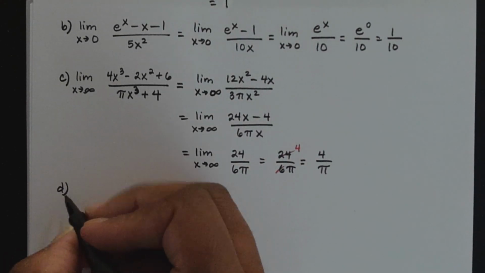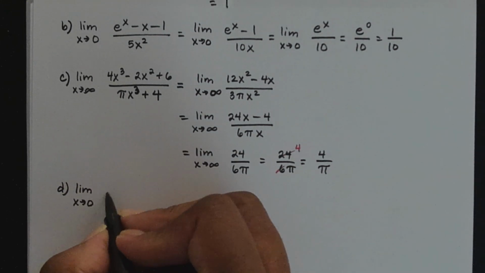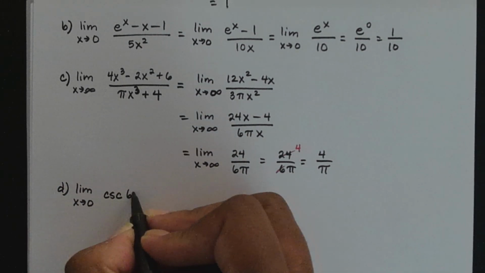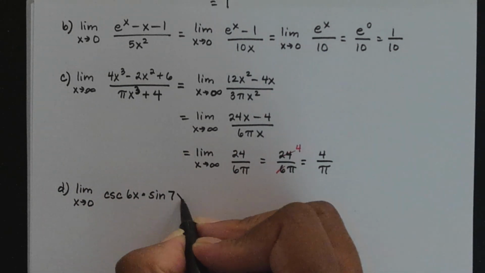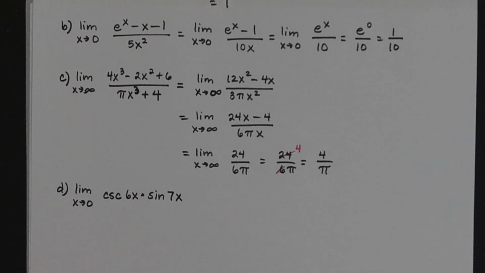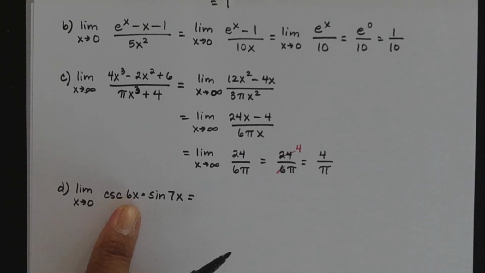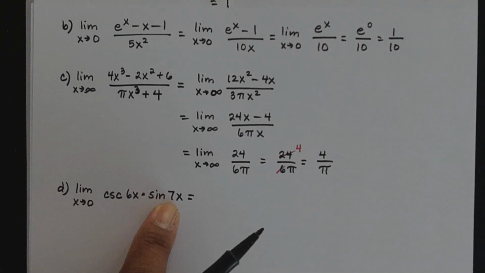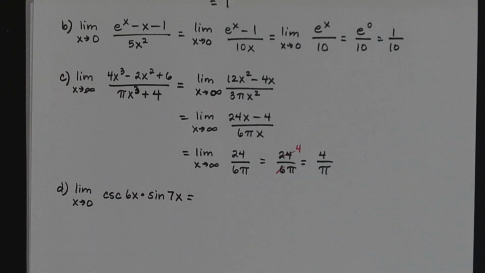And finally, part D. Notice I'm using trig functions here. The limit as x approaches 0 of the cosecant of 6x times the sine of 7x. With that problem, I know something about this. The cosecant, as you let x approach 0, that's going to go to infinity, and I know the sine of 0 is 0, so I got an infinity times 0 situation.